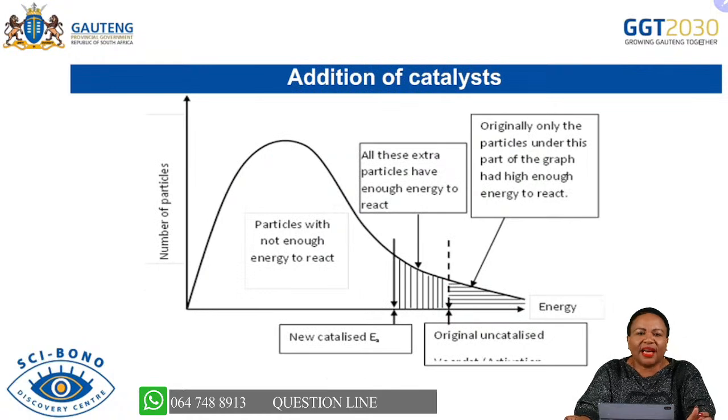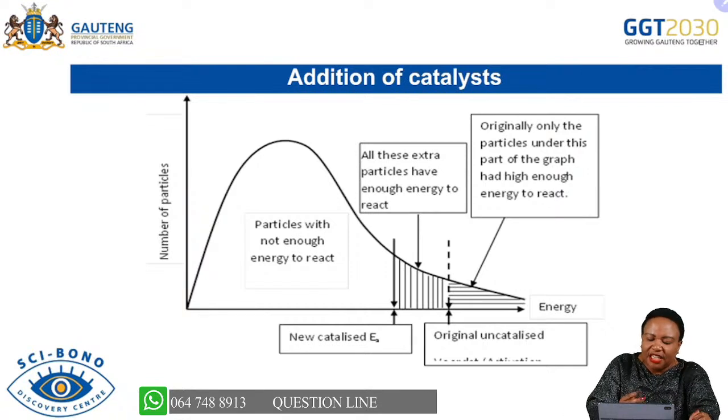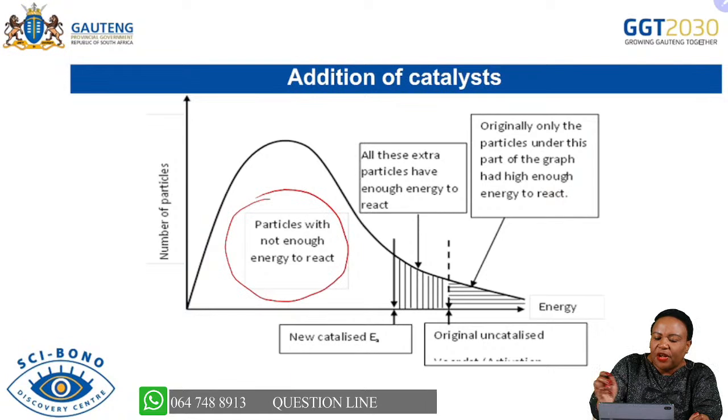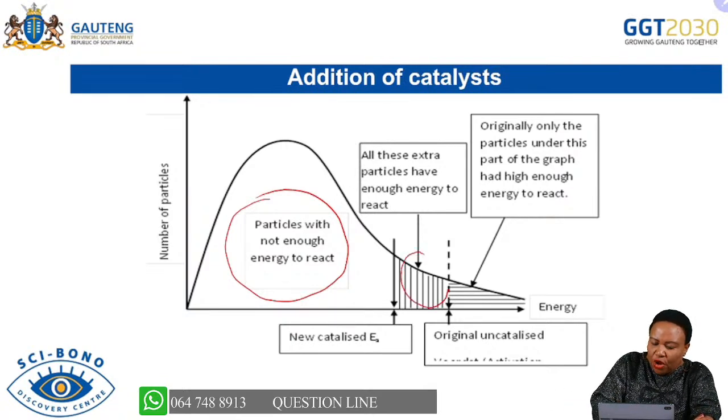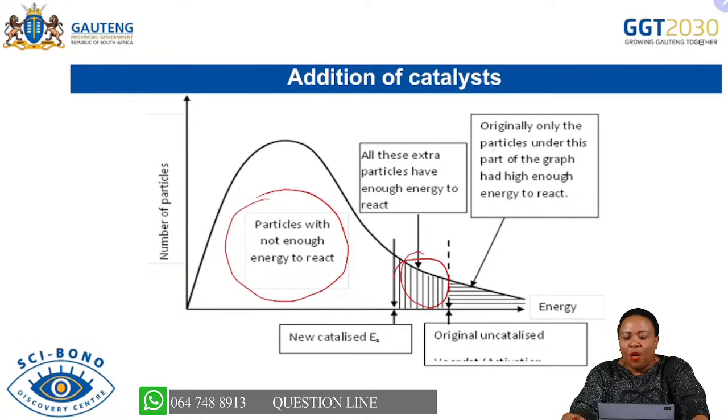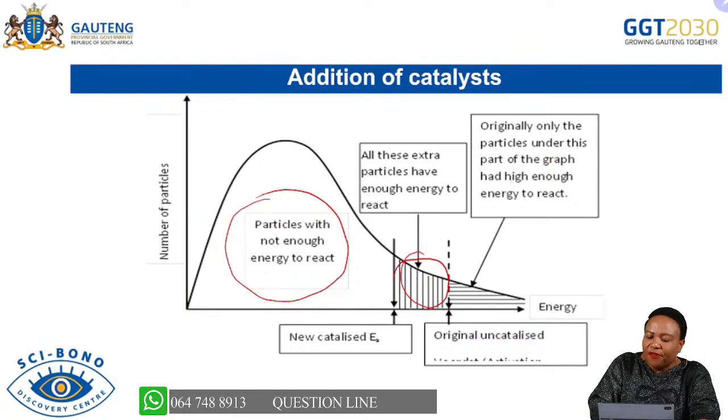Now, when you add the catalyst, remember, the catalyst will only represent the lower activation energy. So what will happen? In this region, there will be particles with not enough reacting energy. However, you will see now that these extra particles have enough energy in this region of the new catalyzed reaction, and therefore the original particles under this region will have enough energy to react in this region.